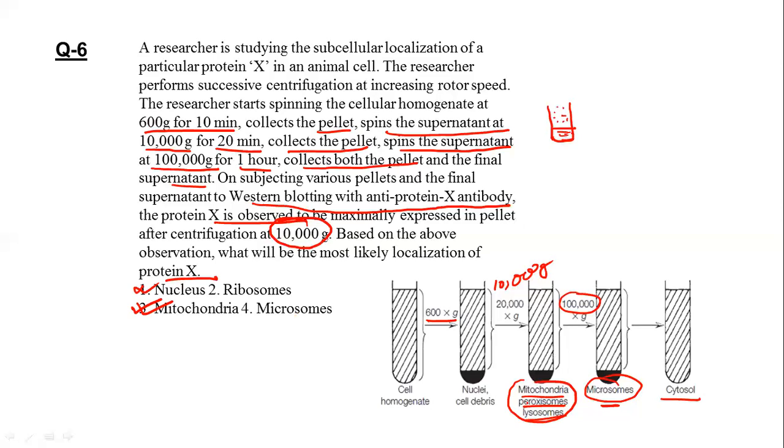If you remember this chart, you will be able to solve that question. So if you have a cell homogenate and you put it in a centrifugation tube at 600 G, you will first get nuclei and cell debris. At 10,000 G you will get mitochondria, at 20,000 G you will get peroxisomes and lysosomes, and at 1 lakh G you will get microsomes, right? Ribosomes and all the others you will get after 1 lakh G centrifugation, right? So next question we'll see.